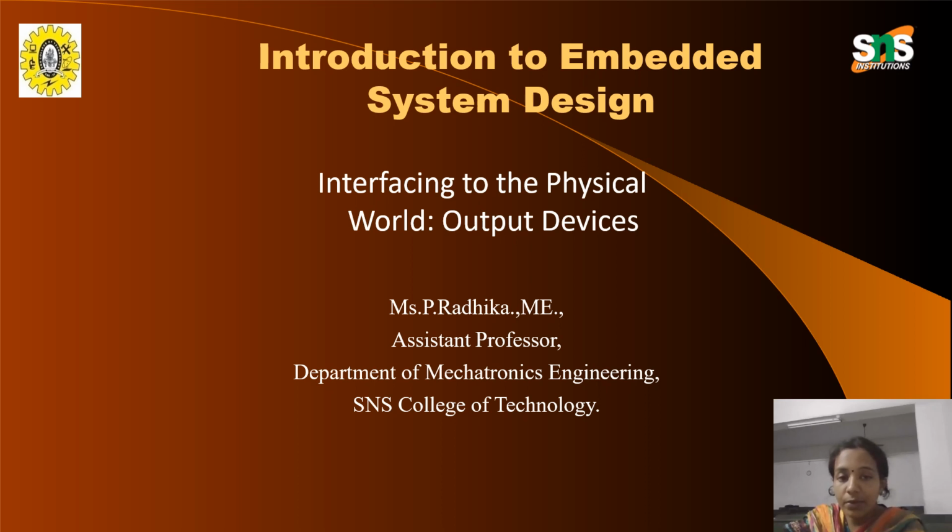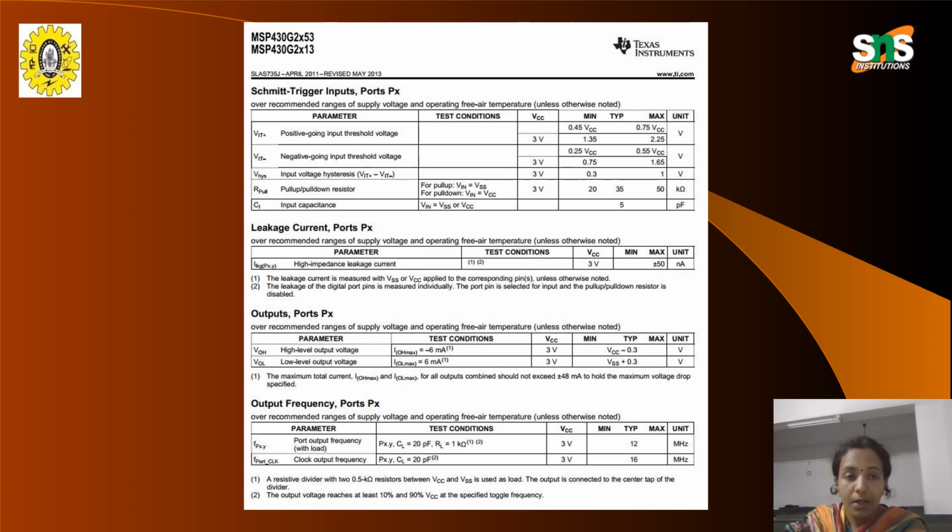Hello all. This video is all about interfacing the output devices along with the microcontroller in embedded system design. So here we have Schmitt trigger inputs, ports PX. The voltage power supplies are given. Minimum voltage power supply, maximum voltage power supply for the input device is given. So positive going input threshold voltage, negative going input threshold voltage, input voltage hysteresis, pull up and pull down resistors in the input values, input capacitance, input resistance. All these values are given here.